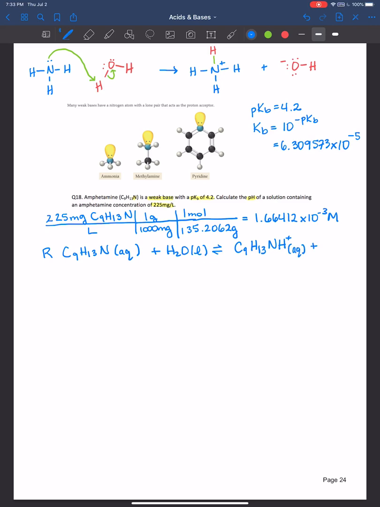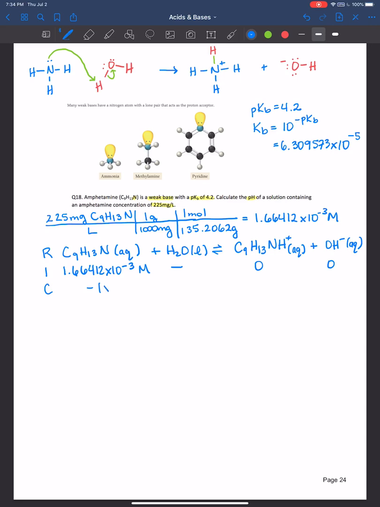And then remember the conjugate base of water, it lost a proton because it's acting as an acid, so that's why we have hydroxide as the other product there. And then initially we put in our beaker 1.66412 times 10 to the negative third molar. And then this is essentially 0. Yes, we do have some hydroxide ions in solution from the auto-ionization of water, but not a significant amount.